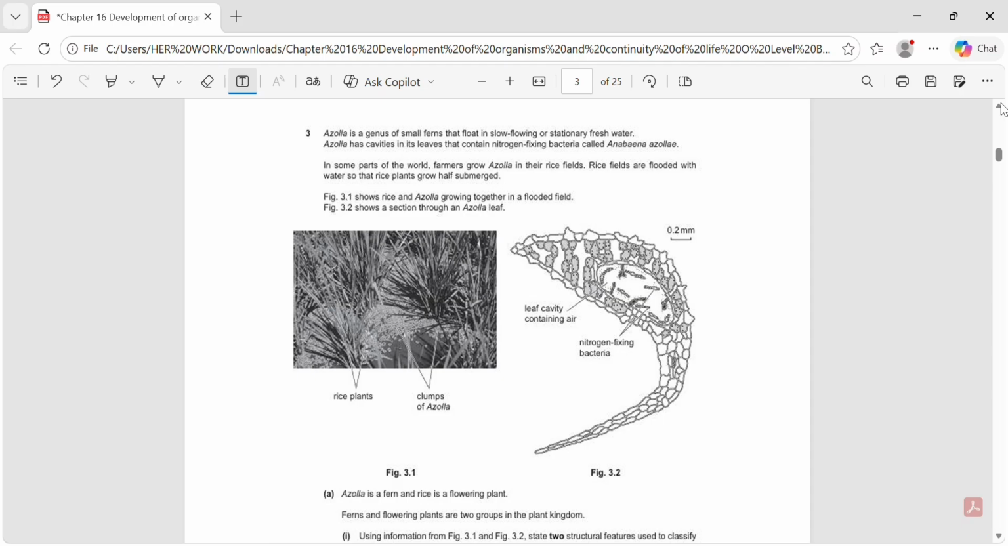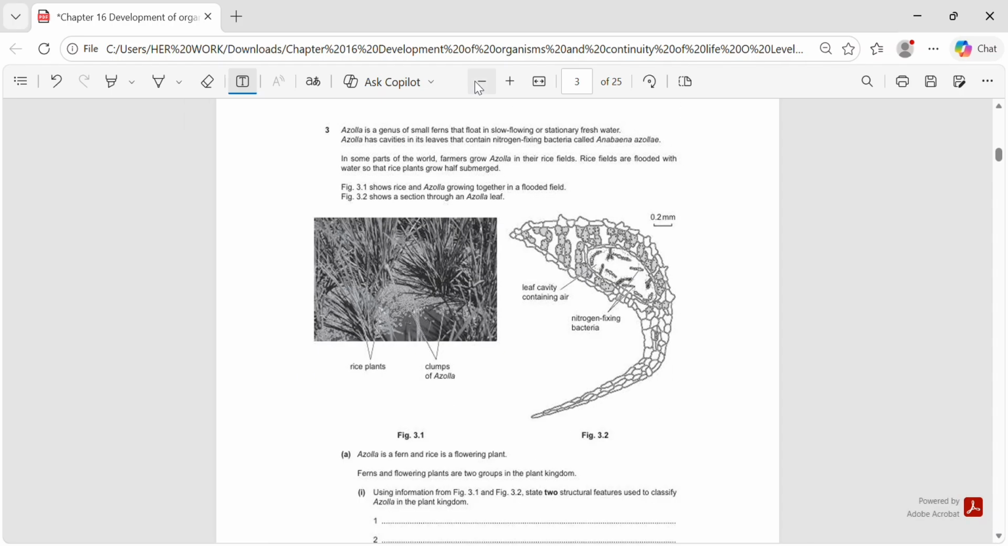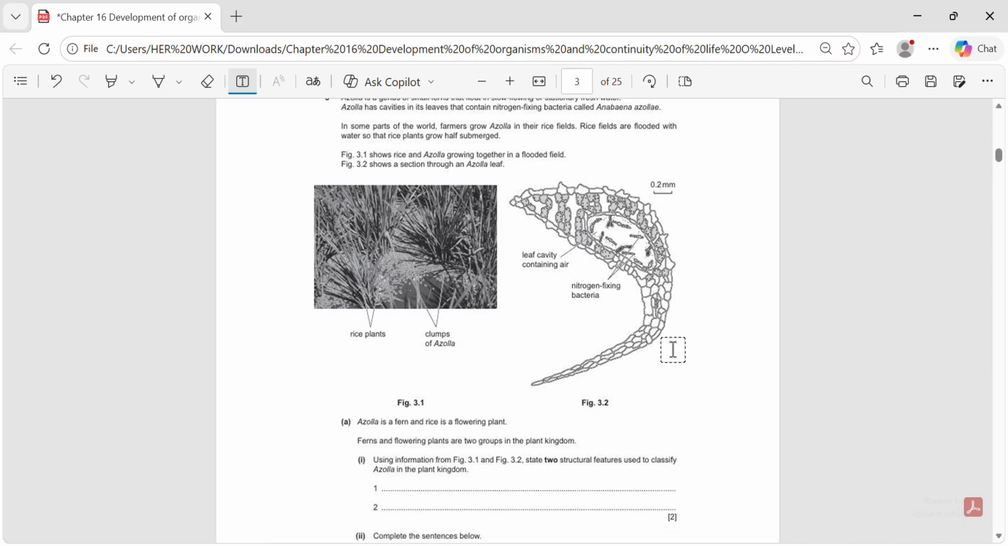Figure 3.2 shows a section through an Azolla leaf. It also mentions features in the diagram such as rice plants, clumps of Azolla, leaf cavity containing air, nitrogen-fixing bacteria. Then in the first part, it says, Azolla is a fern and rice is a flowering plant. Ferns and flowering plants are two groups in the plant kingdom, and asks, using information from Figure 3.1 and Figure 3.2, state two structural features used to classify Azolla in the plant kingdom.